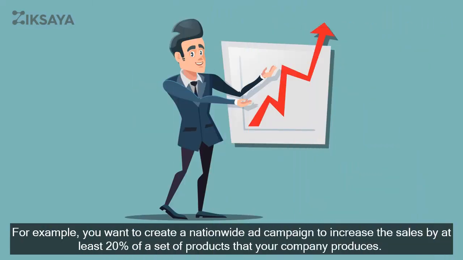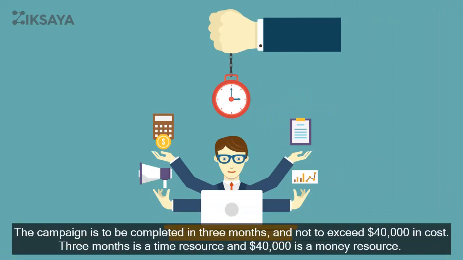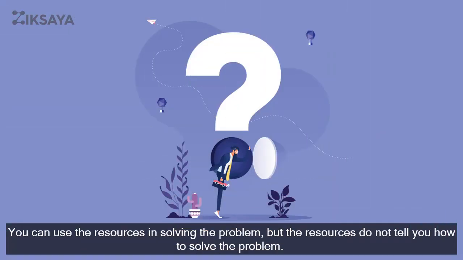For example, you want to create a nationwide ad campaign to increase the sales by at least 20% of a set of products that your company produces. The campaign is to be completed in 3 months, and not to exceed $40,000 in cost. 3 months is a time resource and $40,000 is a money resource. You can use the resources in solving the problem, but the resources do not tell you how to solve the problem.